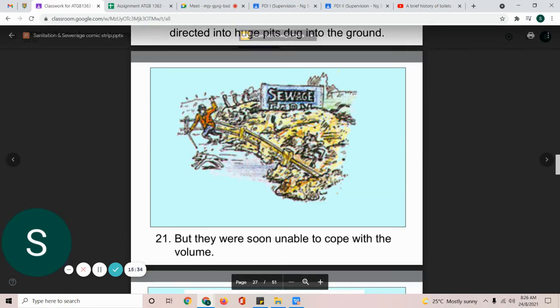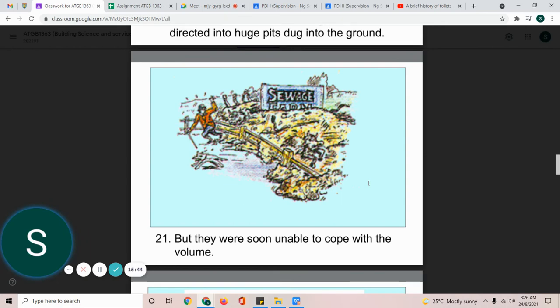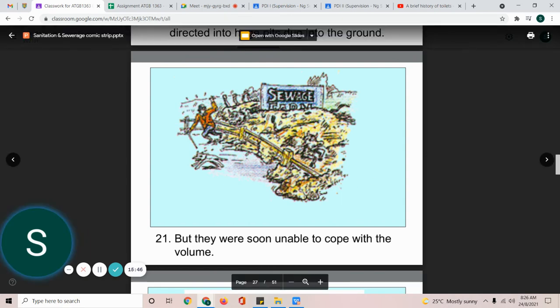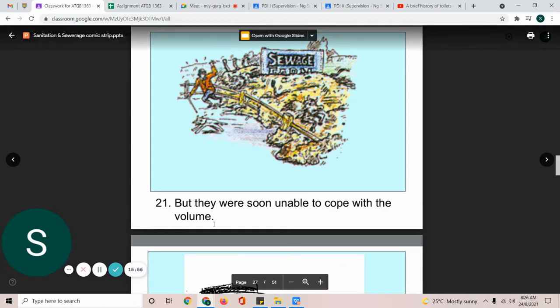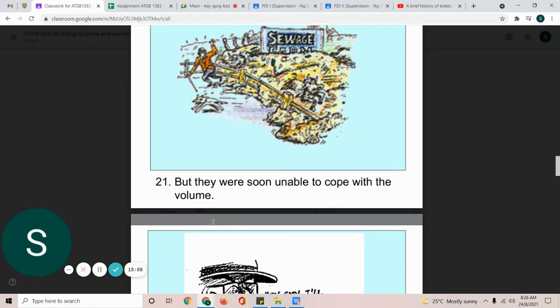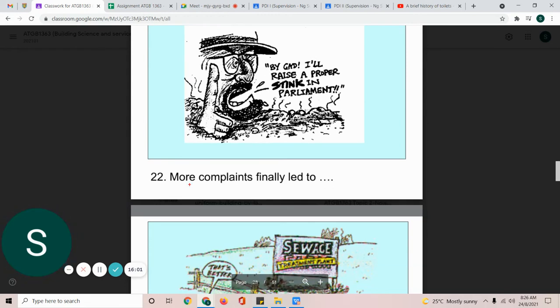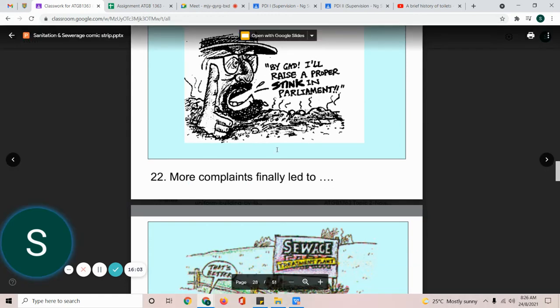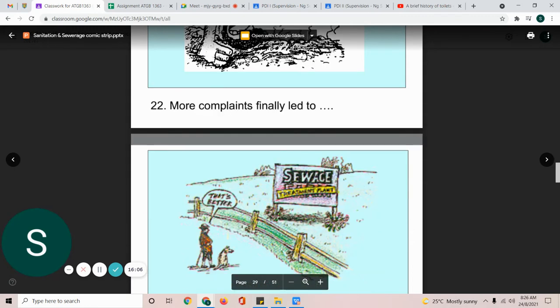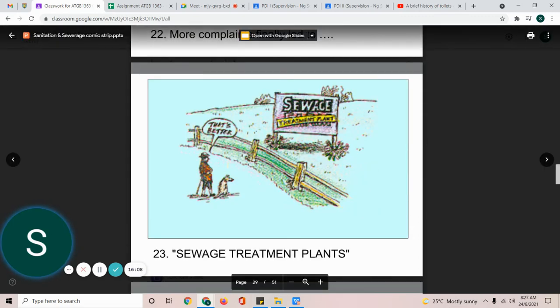But because we have so many people, this sort of system, digging a hole and filling it up with sewage, is not really smart. If you have a very, very big volume, it will be a lot of work to dig this hole, and it will be filled up very, very fast. So it will not be able to cope, it's not a very good solution. Then more complaints, because the new solution doesn't solve the problem.